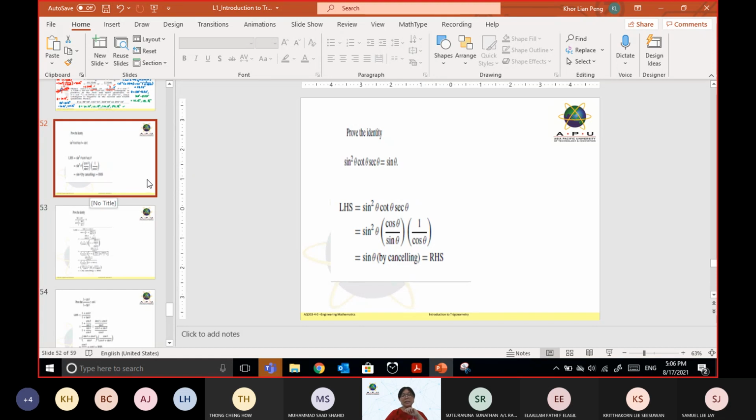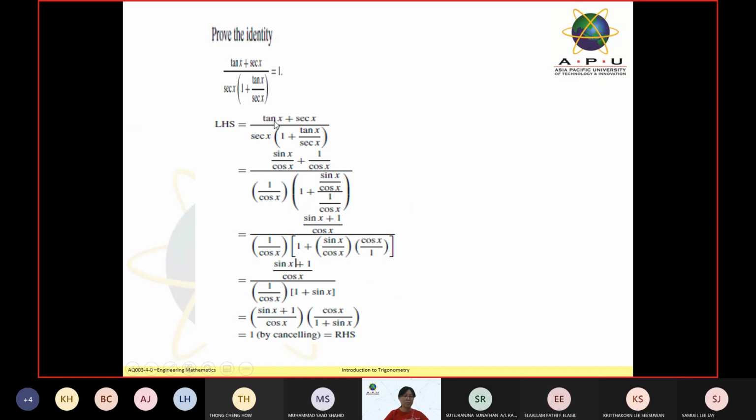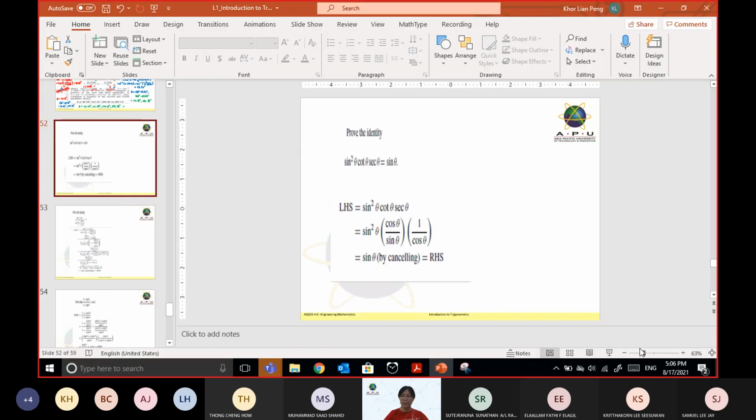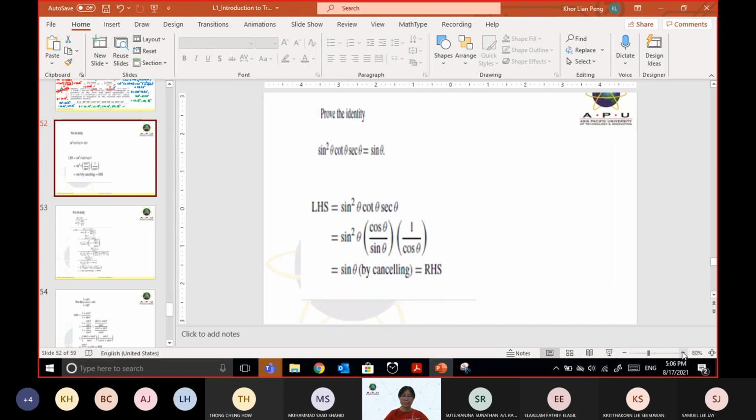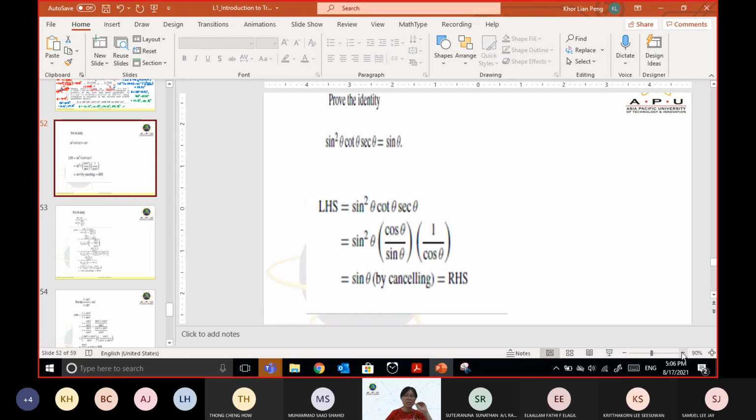The next part is regarding the identities, okay? How we actually apply the trigonometric identities to prove some of the equations in trigonometry. So now, if I refer to this question, first one, we need to prove sine square theta cotangent theta secant theta equals sine theta.